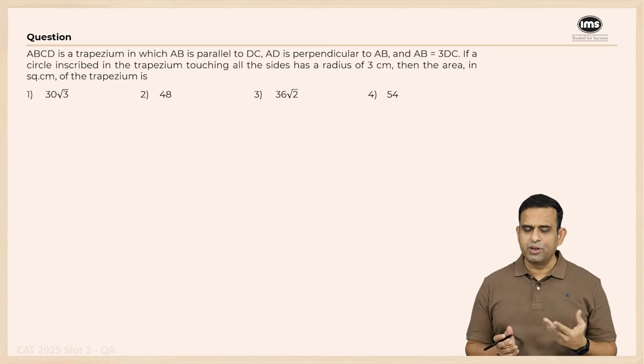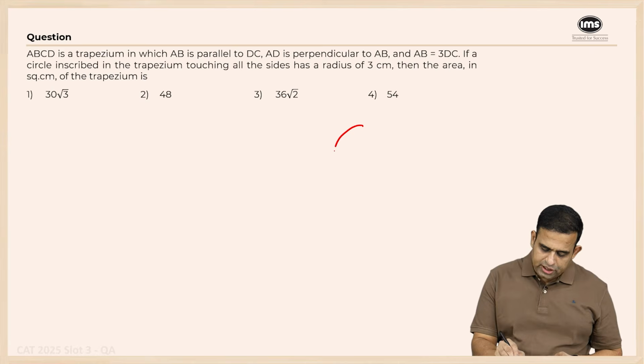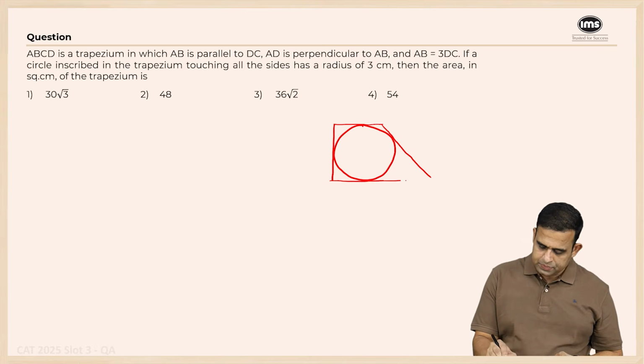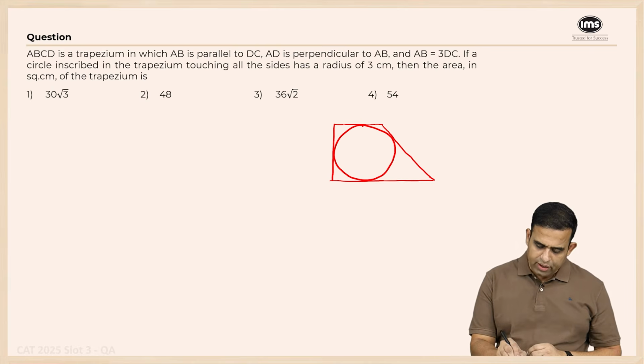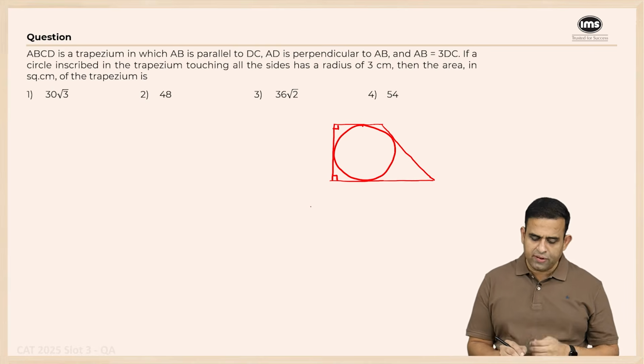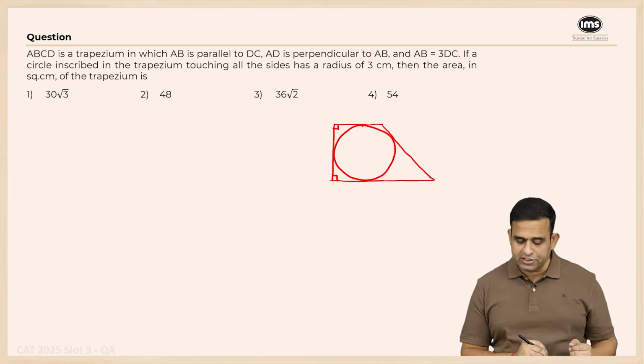So with this, let me draw a rough diagram. For that, I will first try to construct a circle, and then, because 2 of the sides are perpendicular, I will draw it like this. This is how the rough trapezium would look, where these 2 are parallel lines and this is going to be perpendicular. They have told you AD is perpendicular to AB. AB and DC are the parallel sides, where AB is 3 times DC.